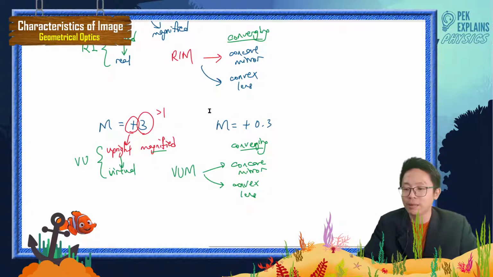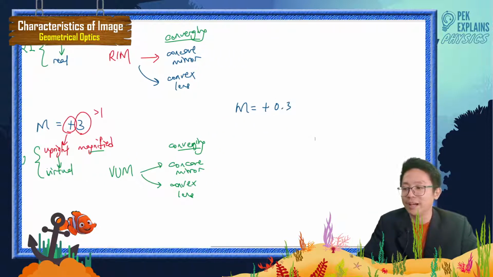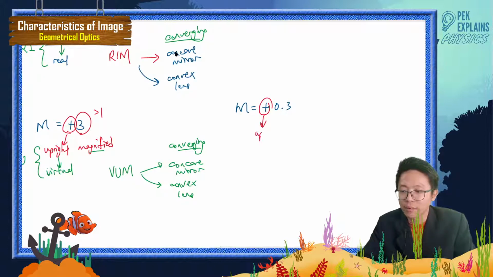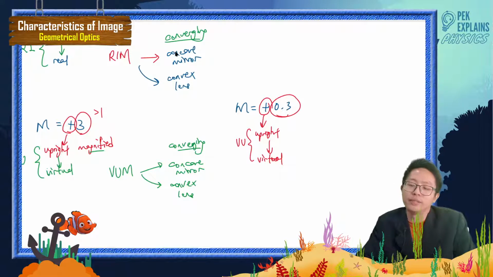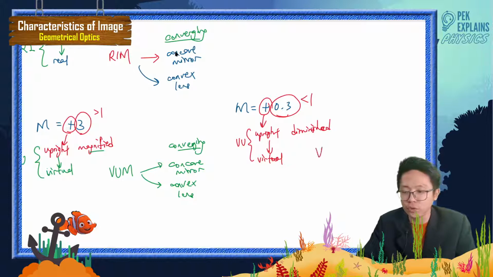How about magnification equal to positive 0.3? Positive means upright. So what type of image is upright? VU, virtual. And then this one is 0.3, less than 1, isn't it? Less than 1 means it's diminished, become smaller. So this characteristic is VUD.